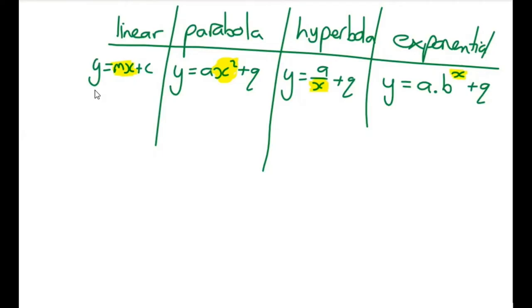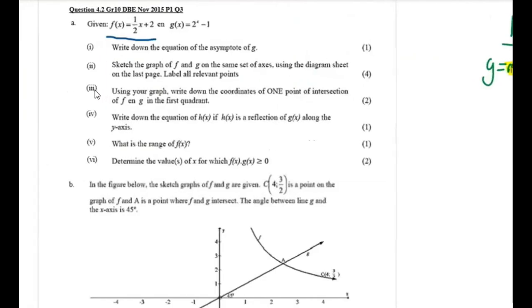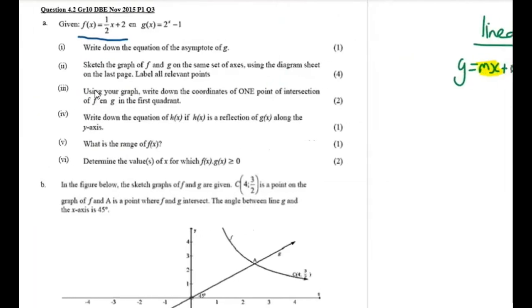So if there's just something being multiplied by the x, we know it's linear. If the x is getting squared, it is a parabola. Hyperbola, the x is underneath. And exponential, the x is in the exponent. So I'm going to ask my question again. The question that I underlined in blue, the equation I underlined in blue, the F graph, is it linear, straight line, or hyperbola?